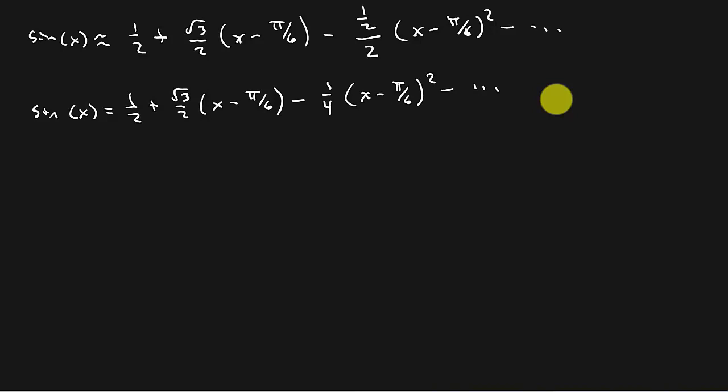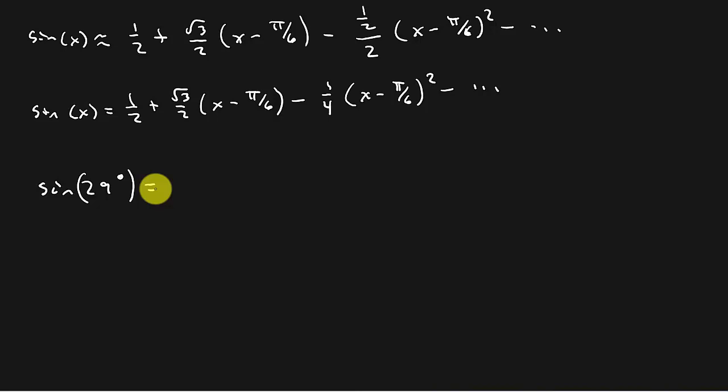Now we want to evaluate the sine of 29 degrees. So the sine of 29 degrees, now remember, this has to be in radians. So basically what we would do is we need to put 29 degrees in radians. But what is 29 degrees in radians? It's 29 pi over 180.